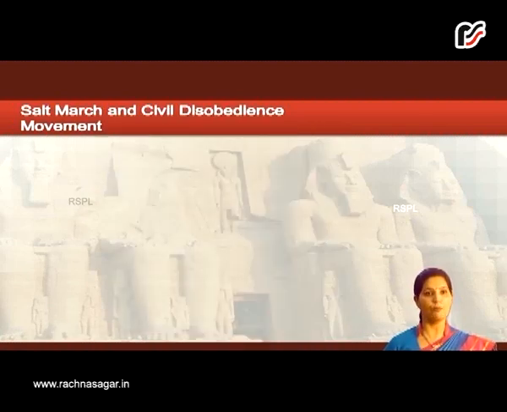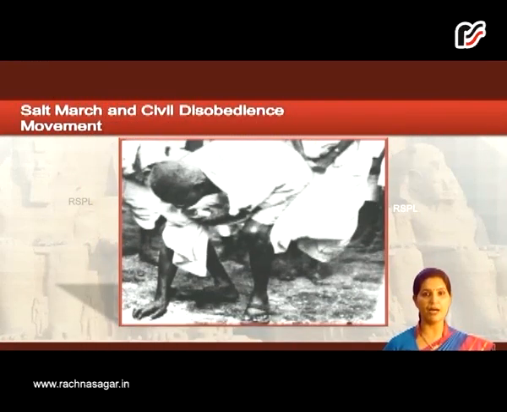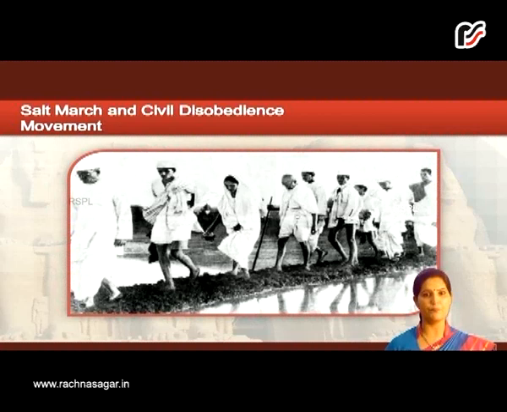In these, abolition of the salt law was the most important demand. But Irwin was not negotiating on this issue. Therefore, Gandhiji decided to start his famous Salt March on 12th March from Sabarmati Ashram to Dandi. On 6th April, he reached Dandi and broke the law by manufacturing salt.